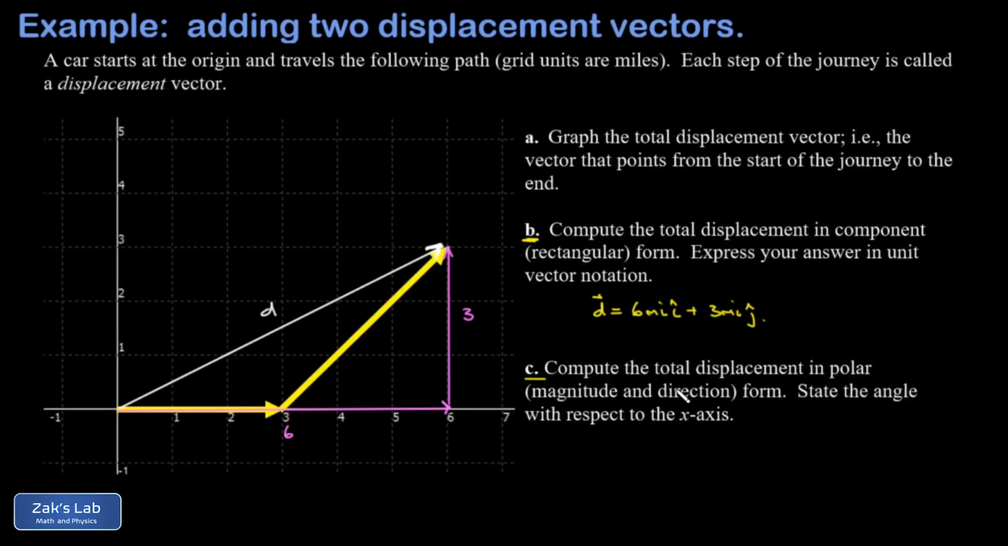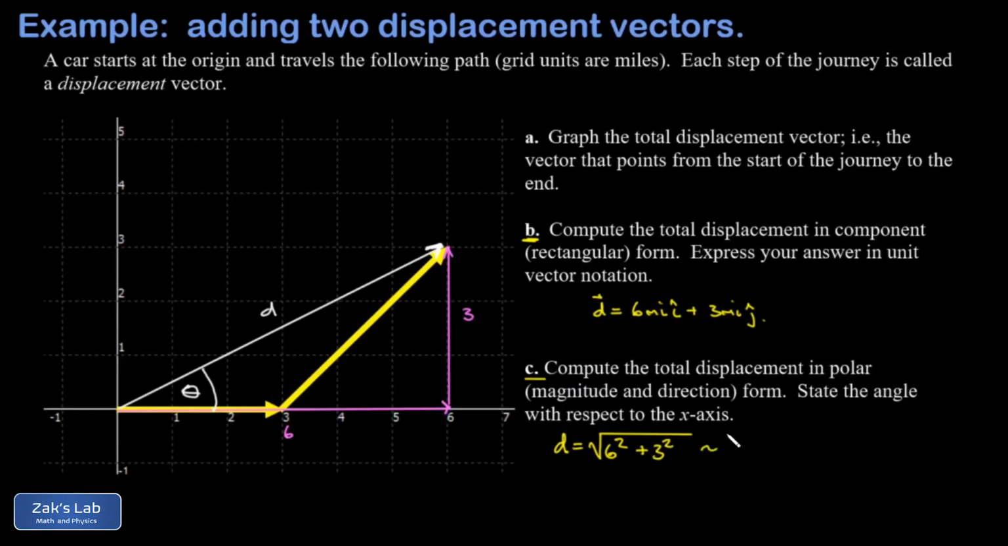So I need a magnitude and an angle. And I want to state the angle with respect to the x-axis. In other words, I'm labeling it right here. And to get the magnitude of the displacement, I just use the Pythagorean theorem. I take the square root of the sum of the squares of the legs.